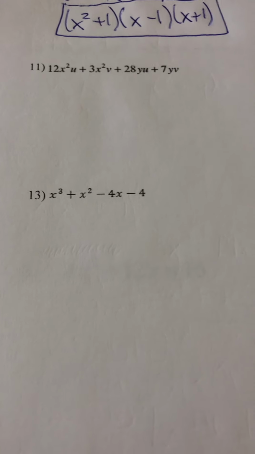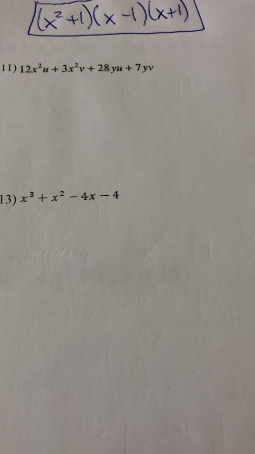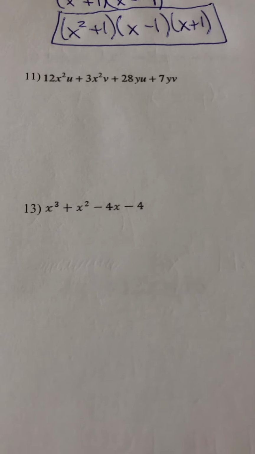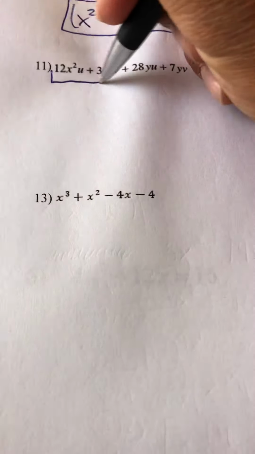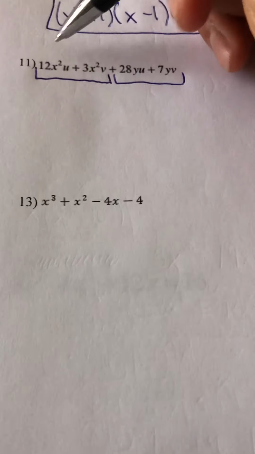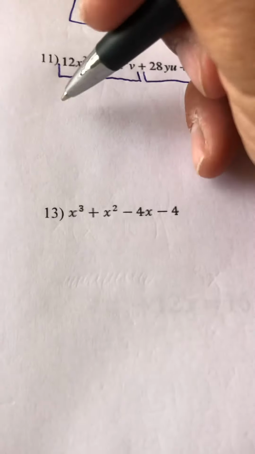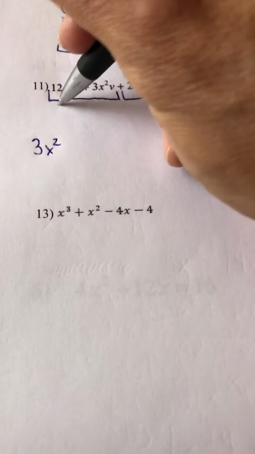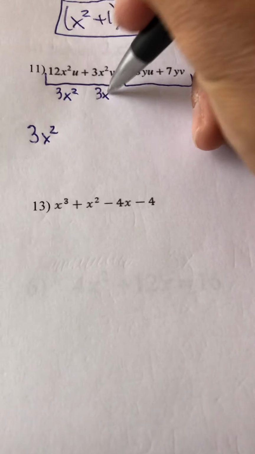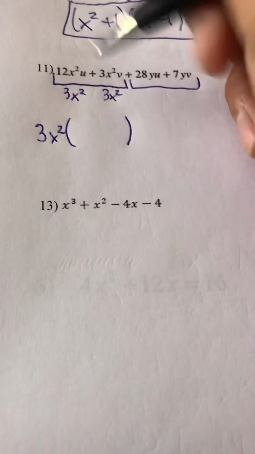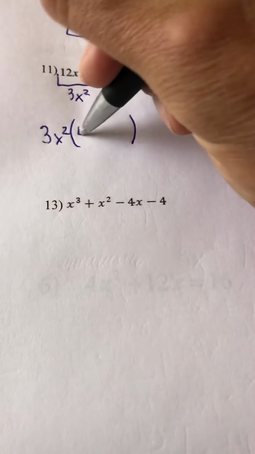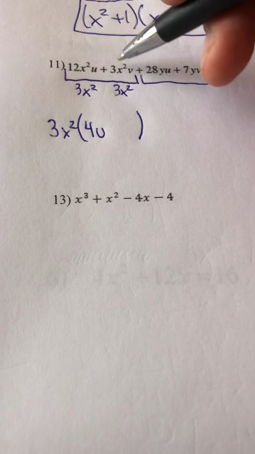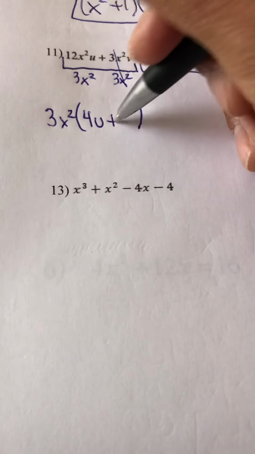For number 11, this is a four-term polynomial that we're going to factor. Anytime you have four terms and you cannot combine any like terms, you're going to use factoring by grouping. So we're going to group these two, or pair them off. So here I have 12 and 3. Those are both divisible by 3. We then have x squared. So we have 3x squared, we're going to divide by each term. So when I do that, I am left with 12 divided by 3 is 4. 3 divided by 3 is 1. We subtract these exponents. That actually kind of just simplifies out, and we're left with just plus v.